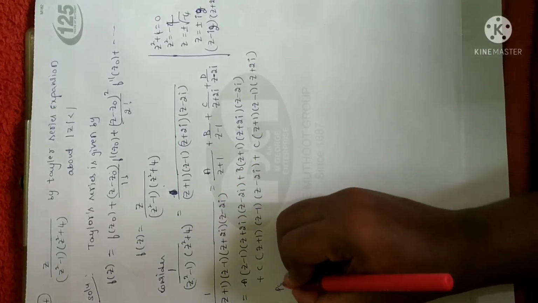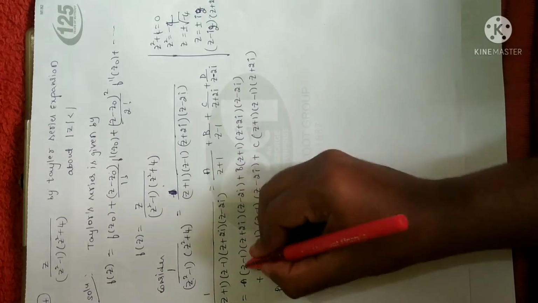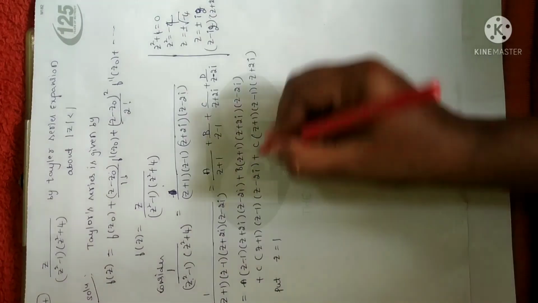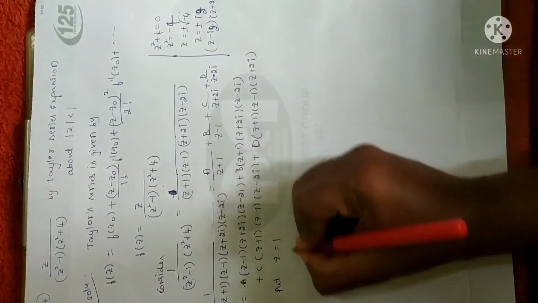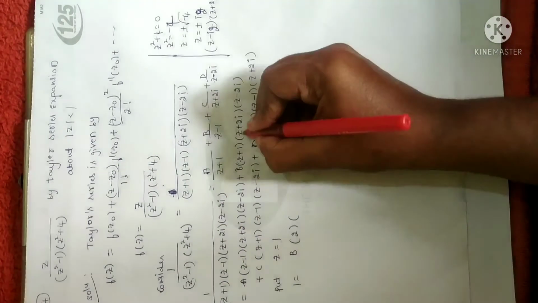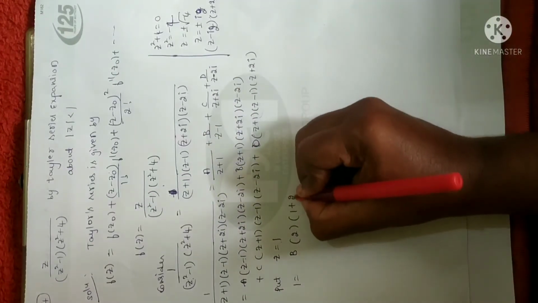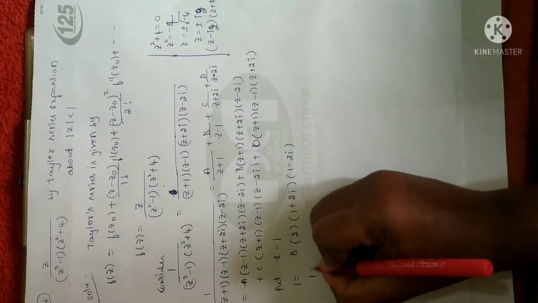Now let me substitute the value z is equal to 1. So you will not get the minus 1 term. Why? Because when you put z is equal to 1, this term will be 0. Again this term and this term will be 0. So the only term you get is b. So b into, z is equal to 1, 1 plus 1 is 2. Again (1 plus 2i) you will get into (1 minus 2i). Right? You have to simplify this.